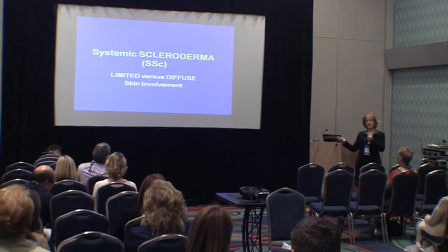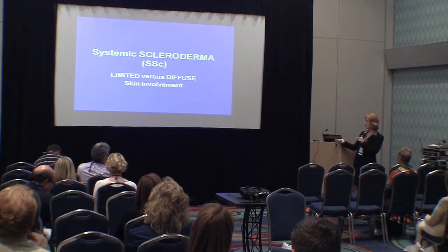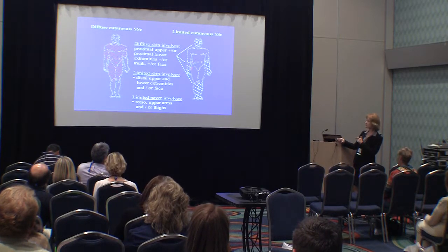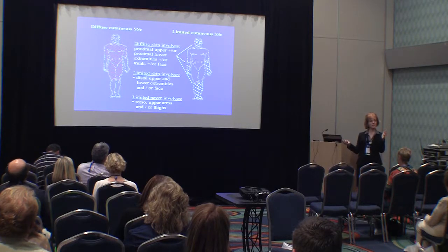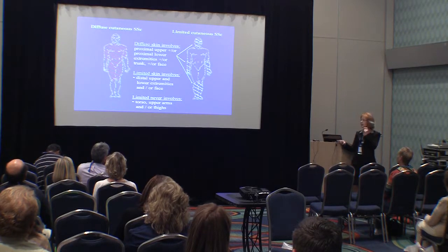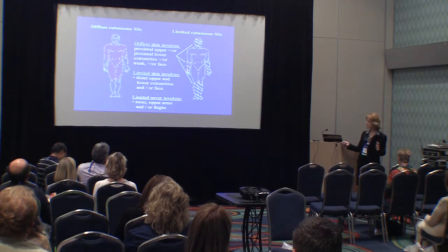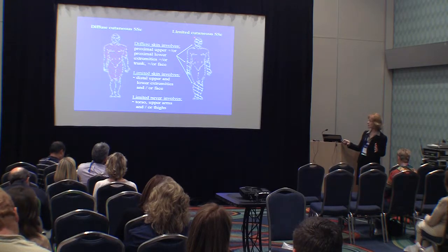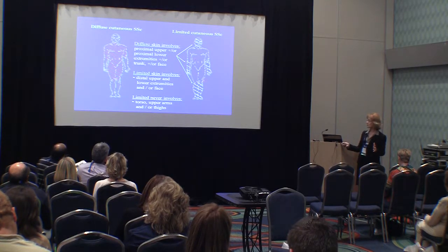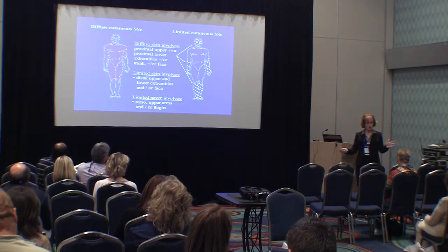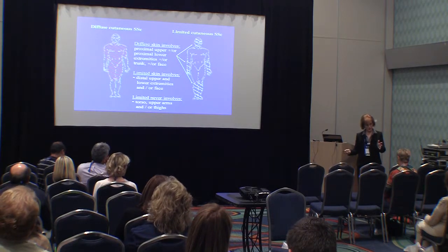So that's Raynaud's. Now, limited versus diffuse skin involvement. In limited disease, which is about 60% of all scleroderma patients, there is skin involvement, skin thickening, that involves the fingers, sometimes the forearm, sometimes the feet and lower legs, plus sometimes the face. But this is at onset, and this is 5 years later and 10 years later. It's limited. It will always be limited. It doesn't progress to diffuse.